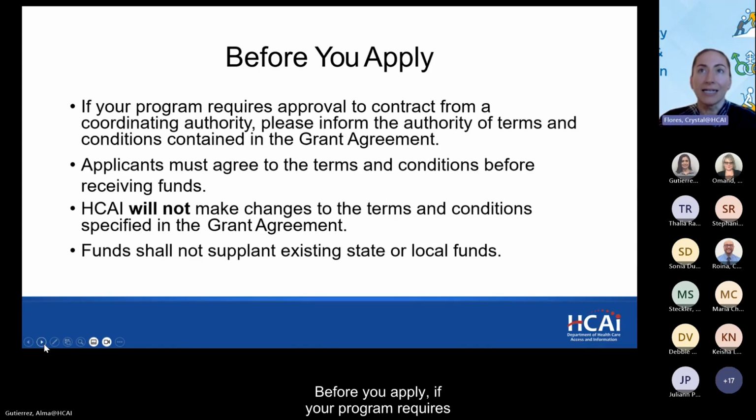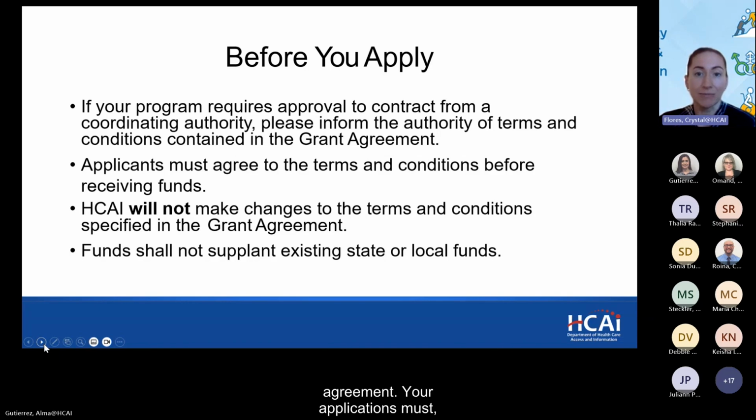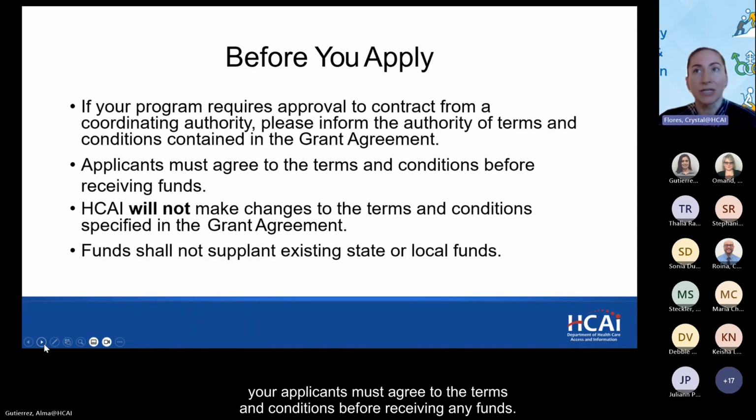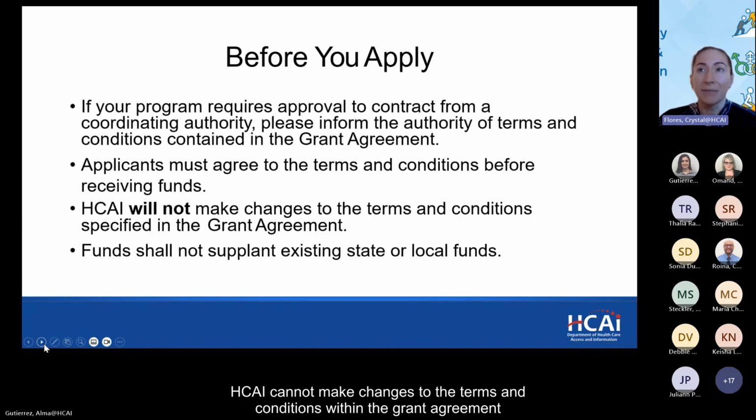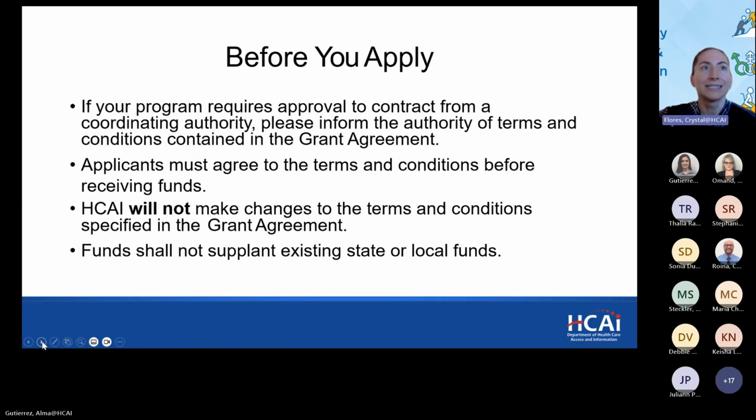Before you apply, if your program requires approval to contract from a coordinating authority, please inform the authority of the terms and conditions contained in the grant agreement. Your applicants must agree to the terms and conditions before receiving any funds. HCAI cannot make changes to the terms and conditions within the grant agreement, and funds cannot supplant existing state or local funds.